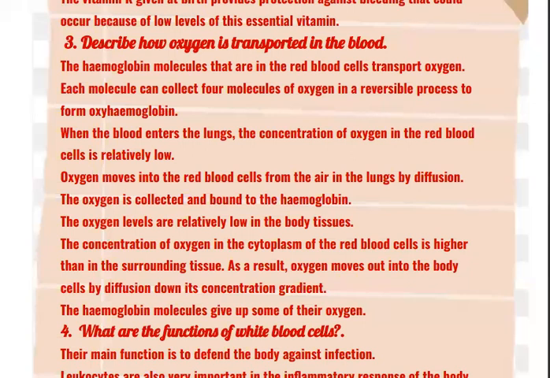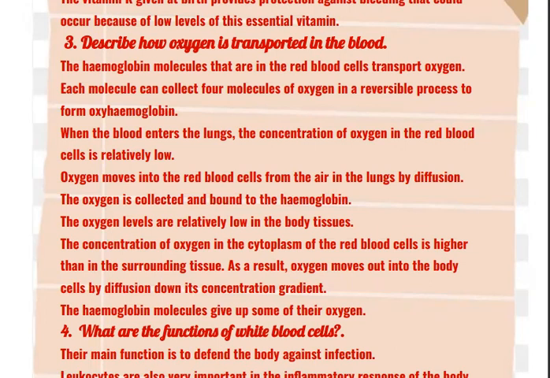3. Describe how oxygen is transported in the blood. The hemoglobin molecules that are in the red blood cells transport oxygen. Each molecule can collect 4 molecules of oxygen in a reversible process to form oxyhemoglobin. When the blood enters the lungs, the concentration of oxygen in the red blood cells is relatively low. Oxygen moves into the red blood cells from the air in the lungs by diffusion. The oxygen is collected and bound to the hemoglobin.